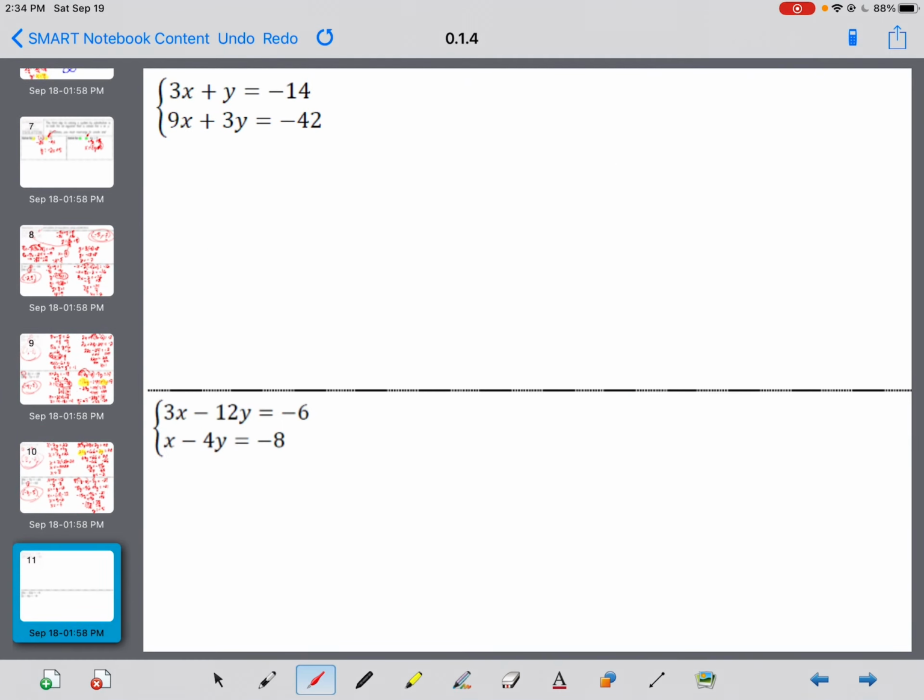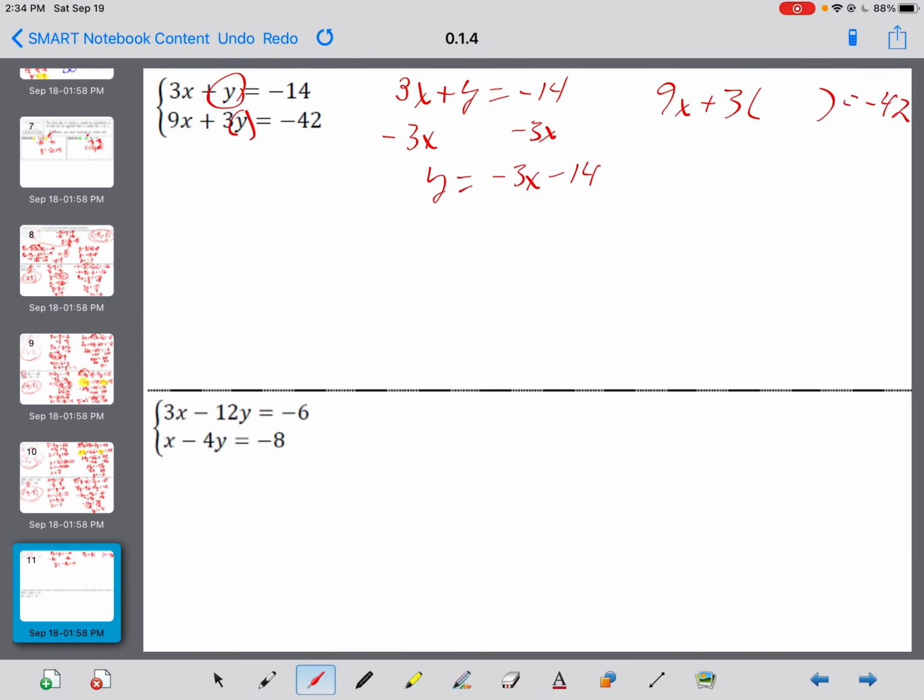Last two, let's see what happens here. All right, hopefully this works out. Okay, I'm going to solve for y. 3x plus y equals negative 14 minus the 3x. Y equals negative 3x minus 14. So that's what I'm going to plug in here. So 9x plus 3 times something equals negative 42. And I'm plugging in negative 3x minus 14.